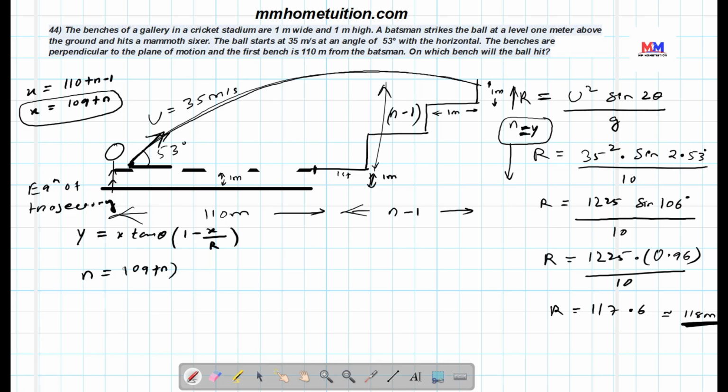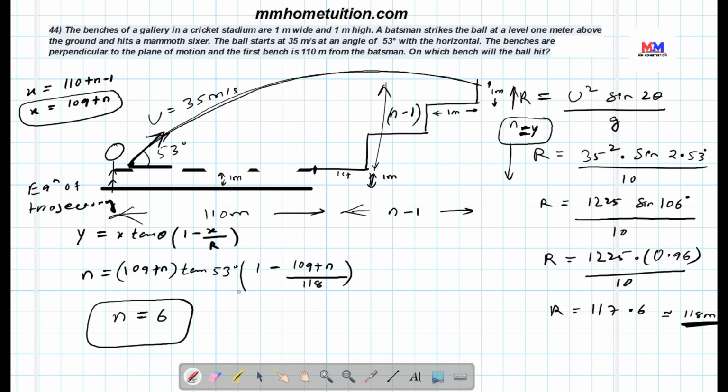And tan theta is tan 53 degree, and 1 minus x by R, where x equals 109 plus n and R equals 118. After solving this, we get n equals 6. On which bench will it hit the ball? That is on the 6th bench. So the final answer is n equals 6.